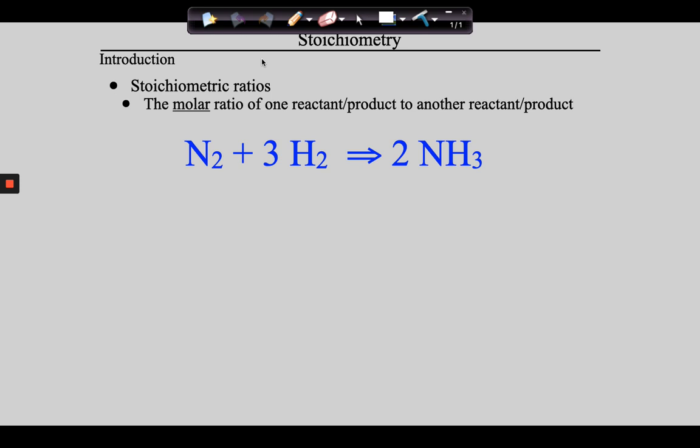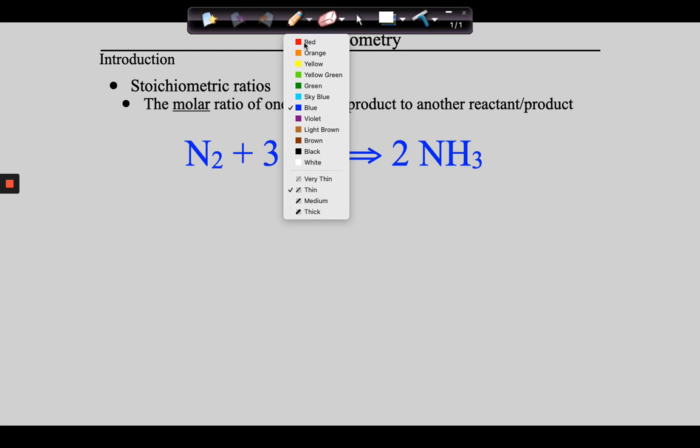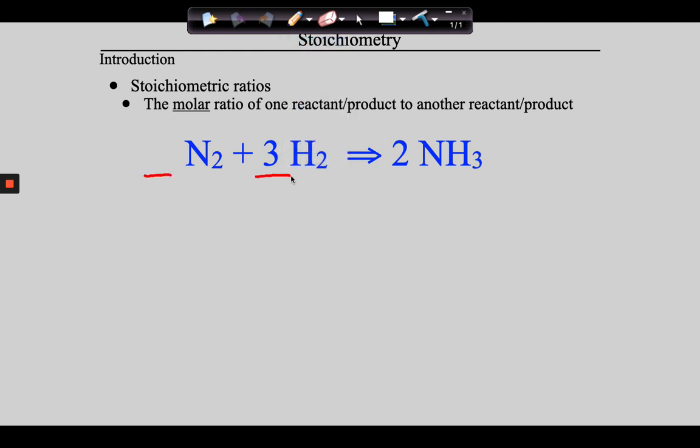Do you now understand stoichiometric ratios? Guys, that's all there is to it. The stoichiometric ratio is simply the numbers in front of the balanced equation, and this tells you that for every 1 mole of nitrogen that goes in, 3 moles of hydrogen go in, and 2 moles of NH3 come out. That's a stoichiometric ratio. Do you get it?